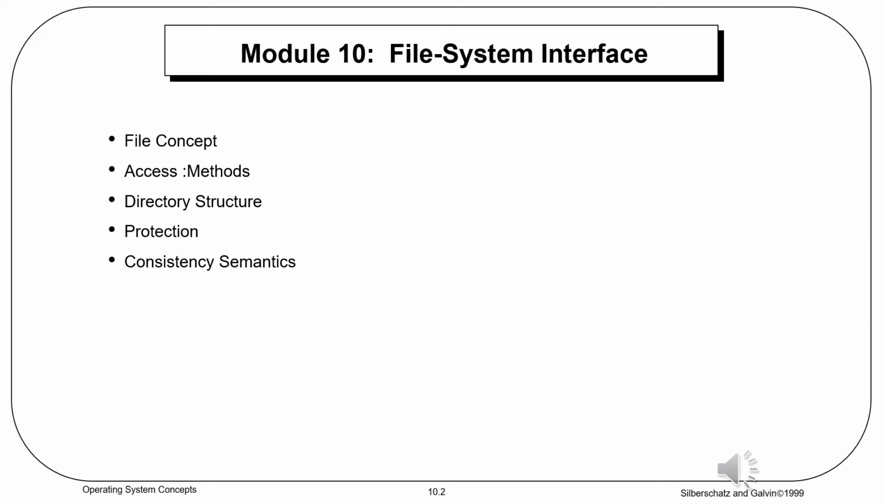The file system consists of two distinct parts. Number one, a collection of files, each storing related data. Number two, the directory structure, which organizes and provides information about all the files in the system.